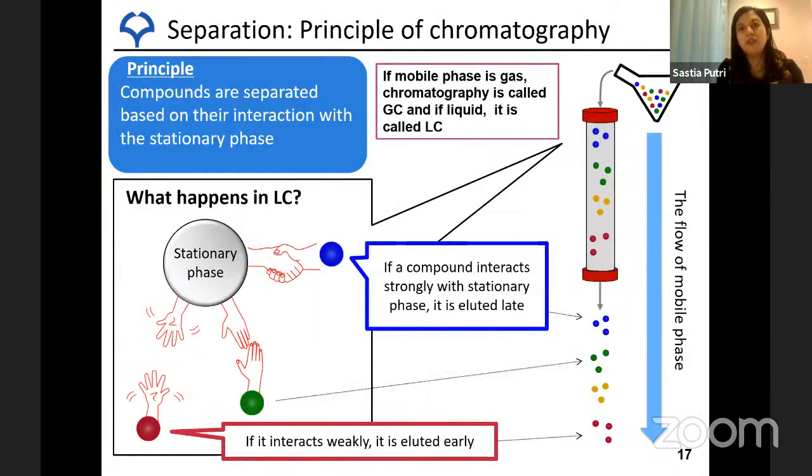So the principle of chromatography is basically just to separate the compounds. You do a separation before you detect. The compounds are separated based on their interaction with the stationary phase, in this case the column. If the mobile phase is gas, the chromatography is called GC, and if it's liquid, it's called LC. And then there is the flow of the mobile phase. If the compound interacts strongly with the stationary phase, it will be retained in the column and eluted late. If it interacts weakly, it will be eluted early. Based on the degree of interaction, the compounds will be separated through this chromatography method.